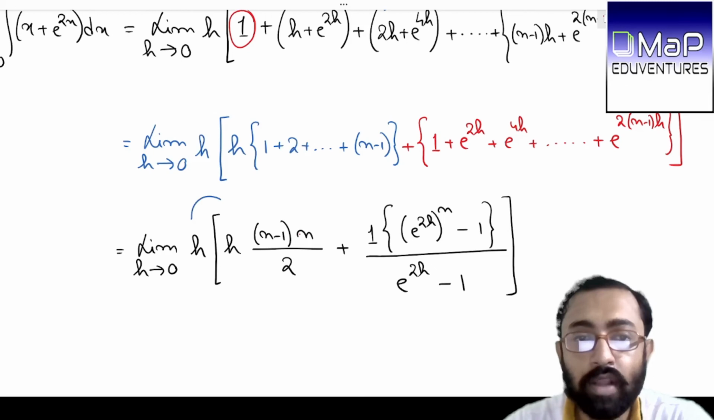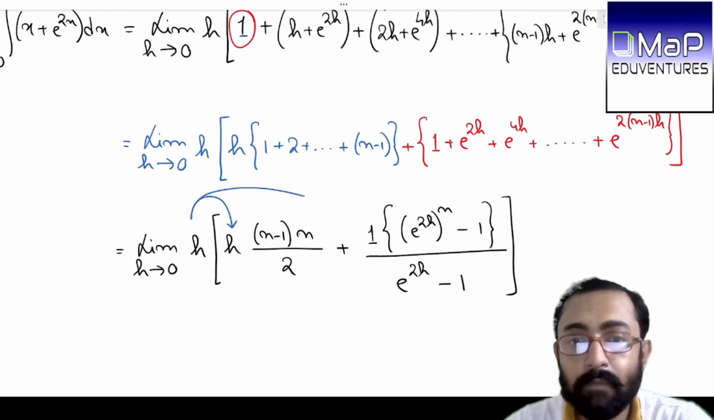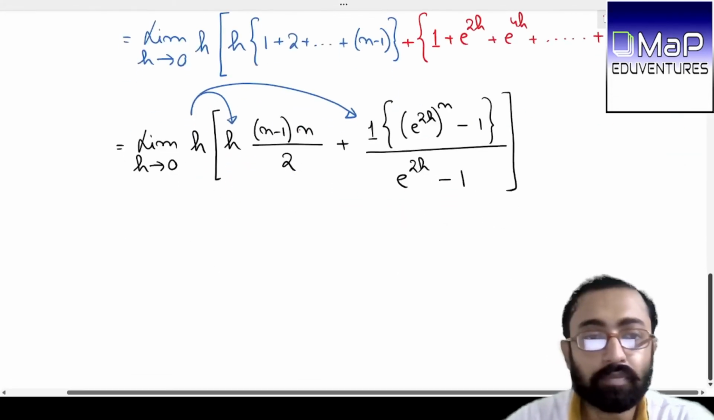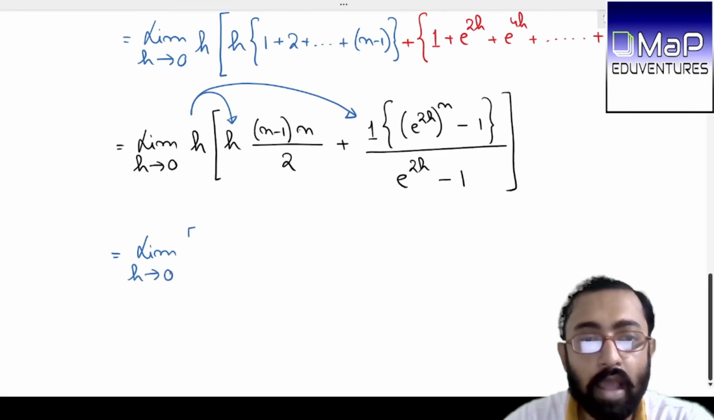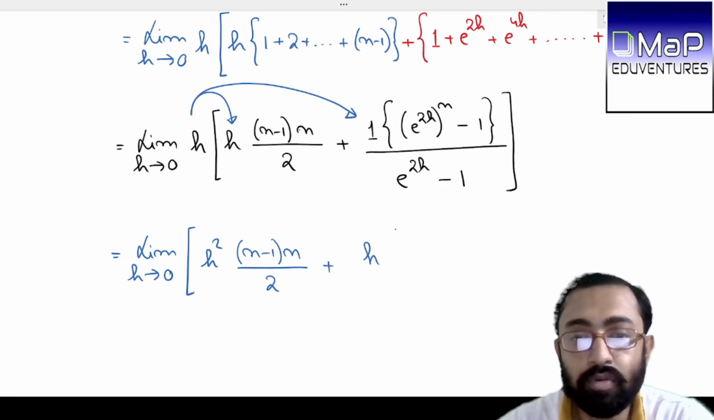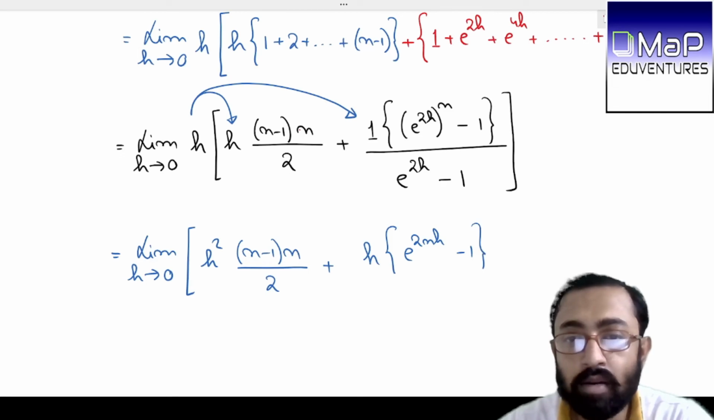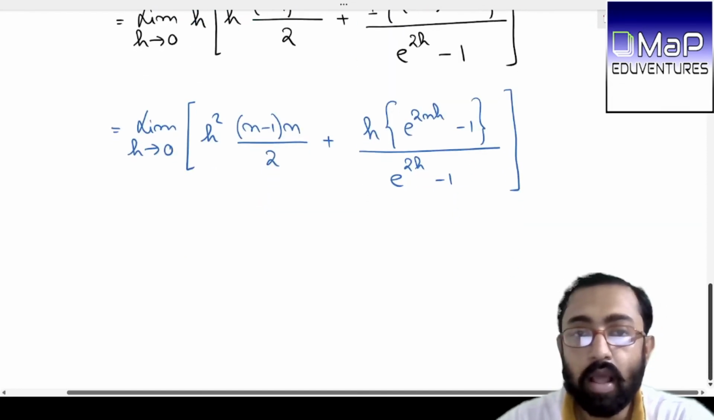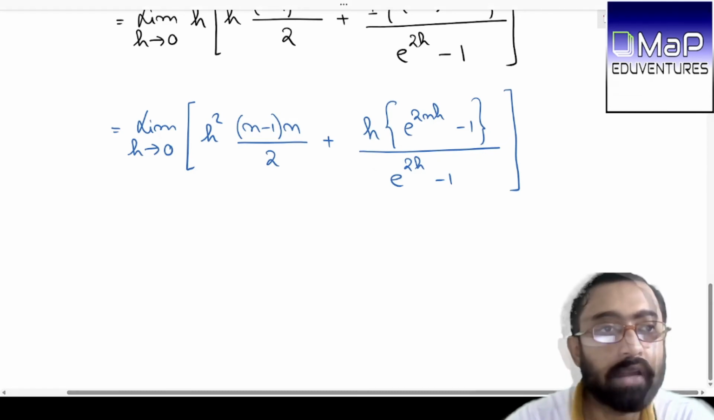Now, a bahiror zundu h ase. Multiply koi dia multiply with both the terms. Okay, all right. So limit h tends to 0, we will have here h square into N minus 1 into N by 2, plus h into now we will have e to the power 2 times of nh minus 1 whole divided by e to the power twice h minus 1.